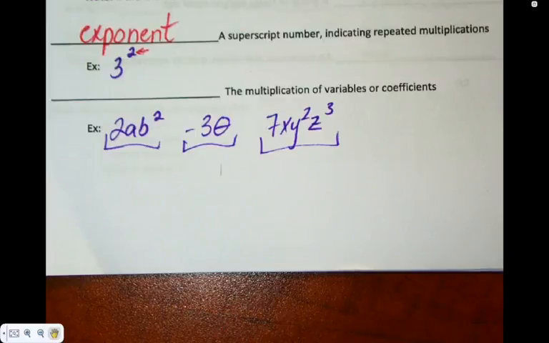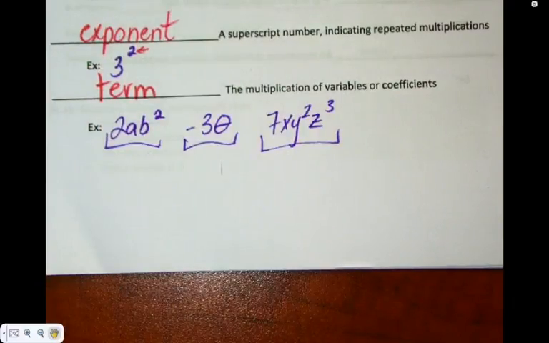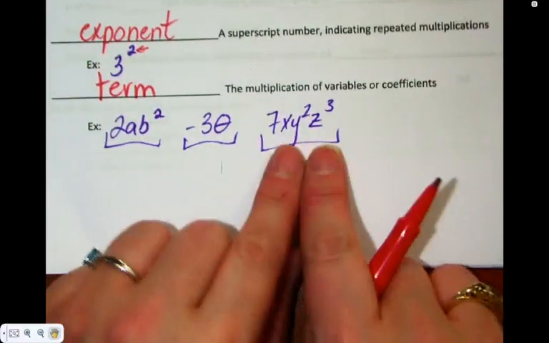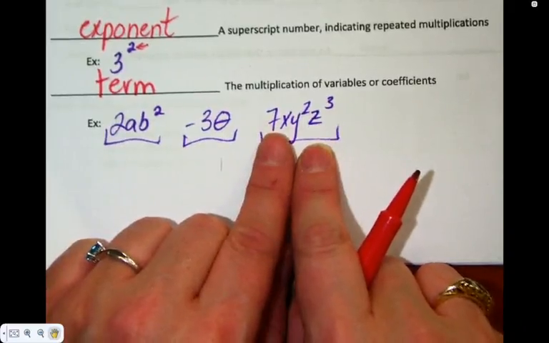When we take a whole bunch of stuff and we multiply it all together, and so what that means is there's no adding or subtracting in between all those things, it's called a term. A term. So for example, even this 7xy squared z to the 3, even though it has lots of parts, it's still called one term.